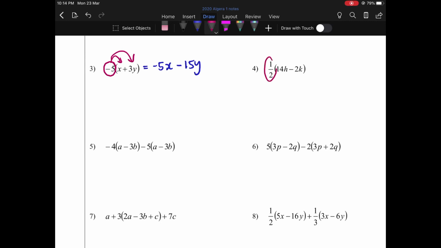Question 4. Half. Distribute it in. You should be getting half of 14, 7h. Half of 2, 1k. Right?